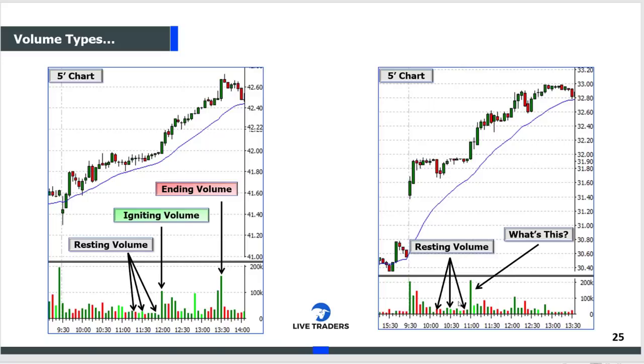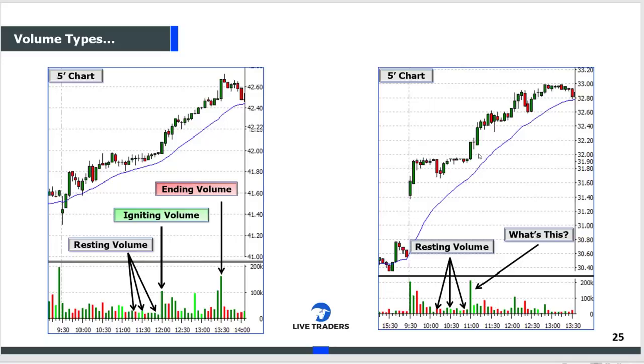Notice resting volume. Very, very quiet volume, okay? Once it breaks out, boom, igniting volume, right? Igniting volume, okay? Guys, stocks can move. The question is, how is it possible to have big price action with low volume? People willing to pay, right?